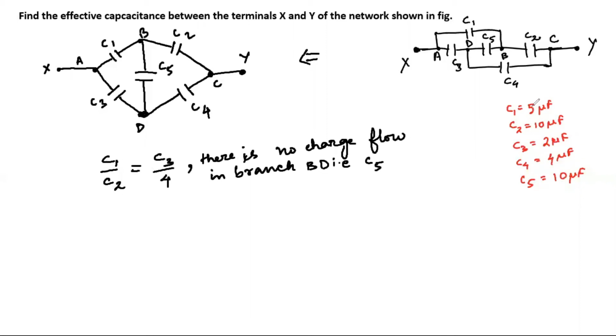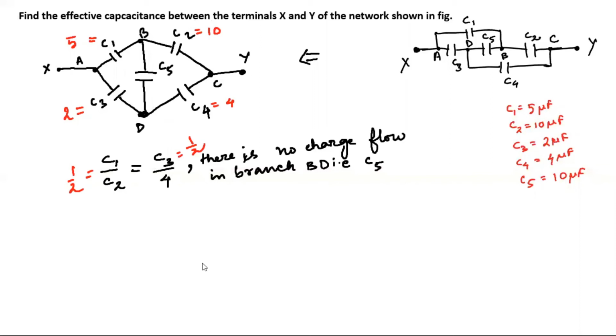Now, C1 is 5 microfarad and C2 is 10 microfarad. C3 is 2 microfarad and C4 is 4 microfarad. So if you check the ratio, it turns out to be 1 by 2 for both the cases. Right. So as expected, the ratios of the capacitances are equal. So that means there is no charge flow through this branch BD. That means there is no potential difference between point B and D.